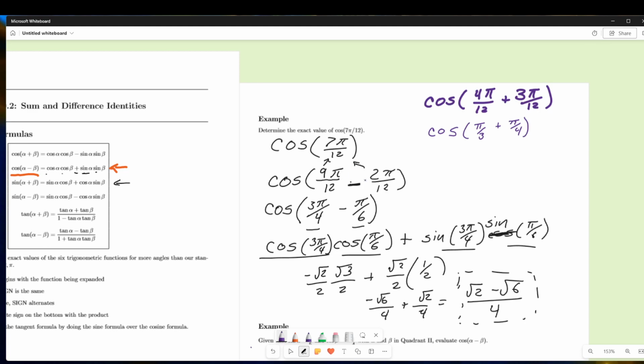The big difference is we'd be using the sum formula instead of the difference formula, so we'd be up here. But that's okay. Cosine A, cosine B. So cosine of the first one times the cosine of the second one minus, again, remember the sign changes with cosine, sine pi over 3 times the sine of pi over 4.